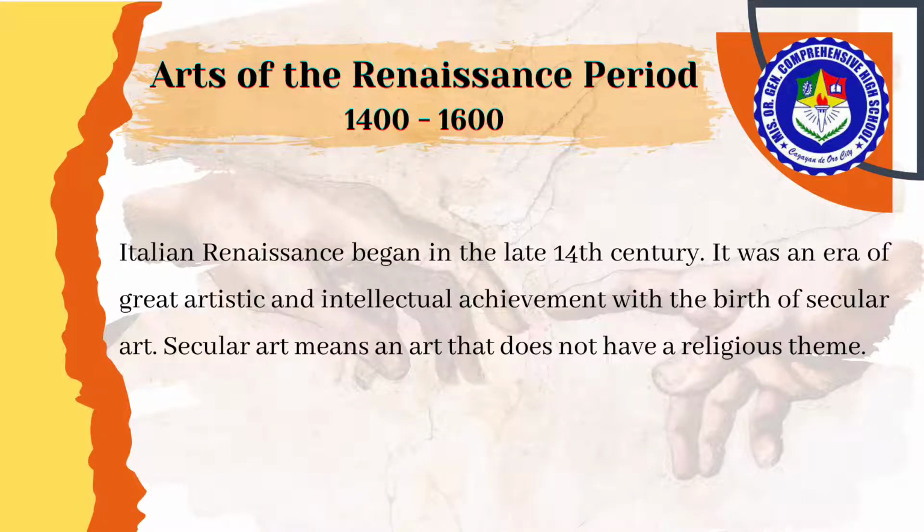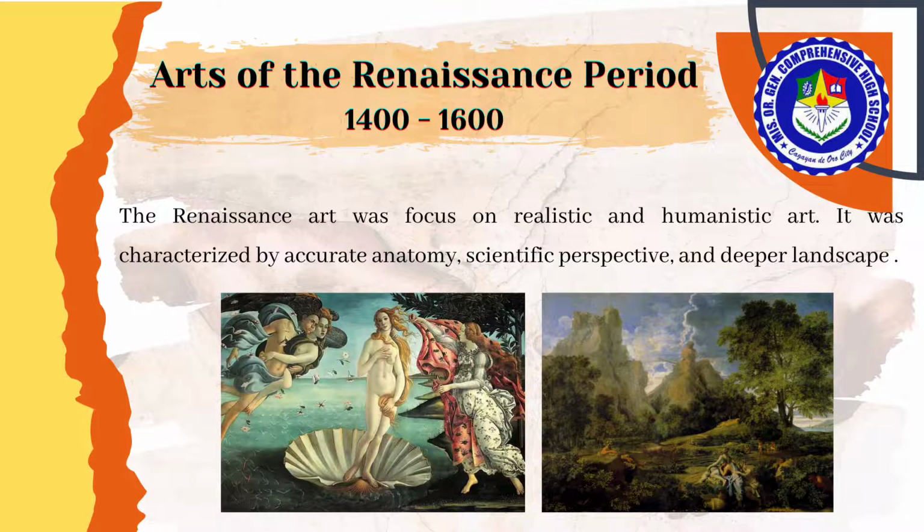Italian Renaissance began in the late 14th century. It was an era of great artistic and intellectual achievement with the birth of secular art. Secular art means an art that does not have a religious theme. The Renaissance art was focused on realistic and humanistic art. It was characterized by accurate anatomy, scientific perspective, and deeper landscape.